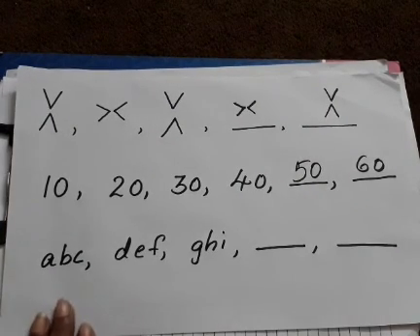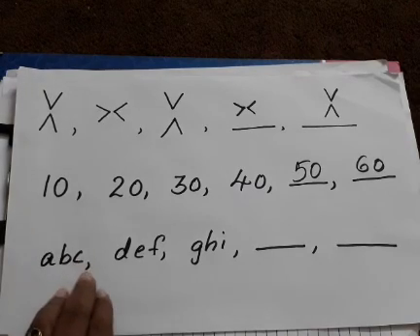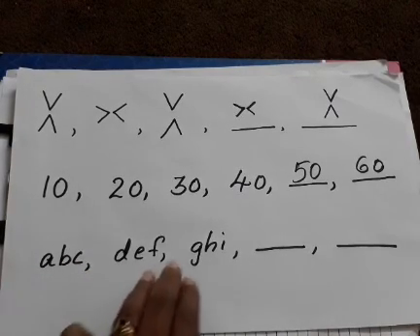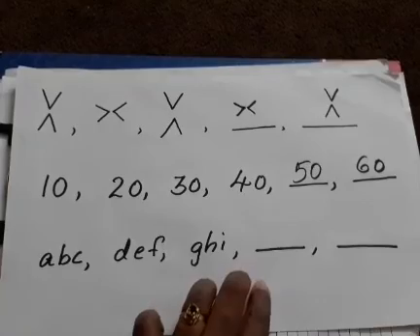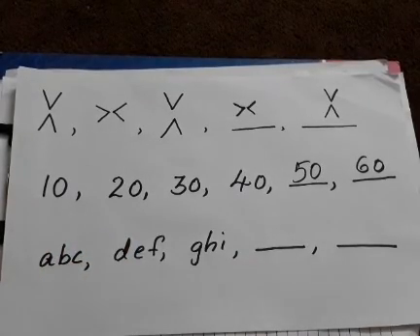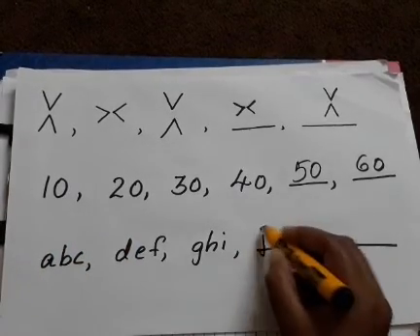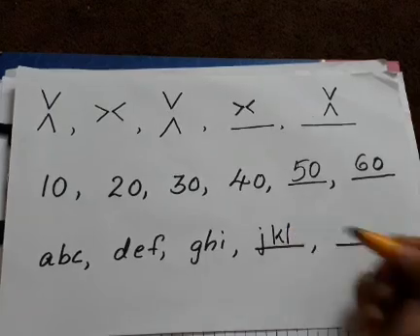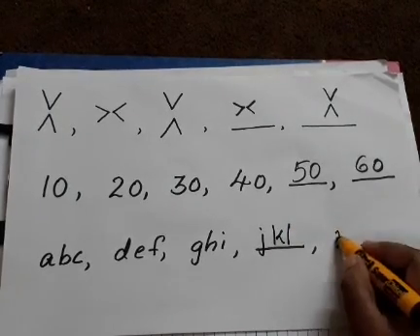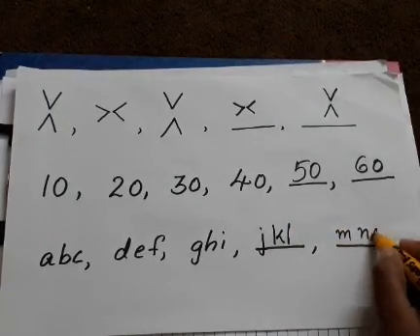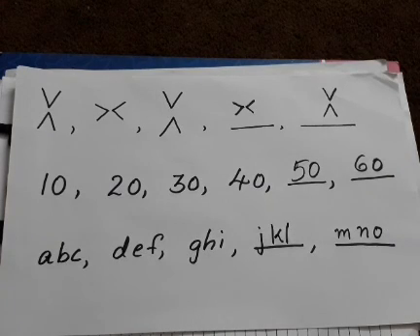Then look at the next question. First is A, B, C, D, E, F, G, H, I. Then can you tell me what the next one is? It is J, K, L. Then what is the next one? M, N, O. Is it clear, my dear kids? Look at the pattern clearly and complete it according to the given pattern.